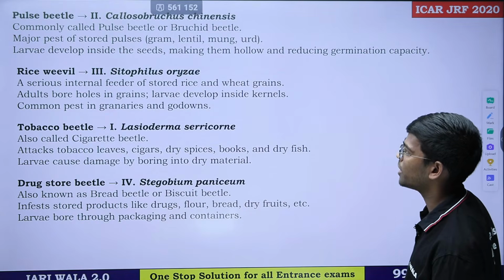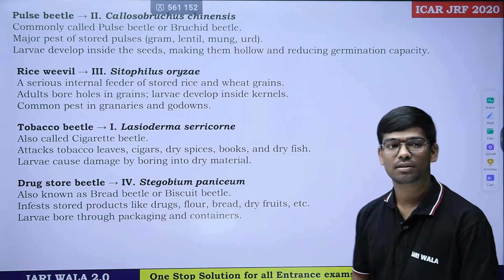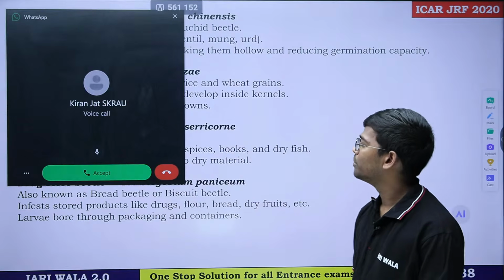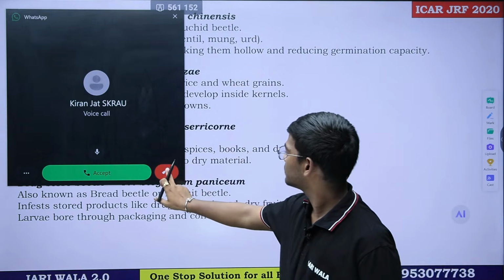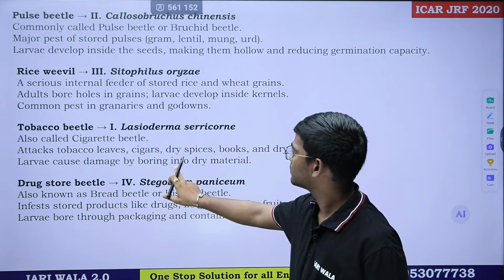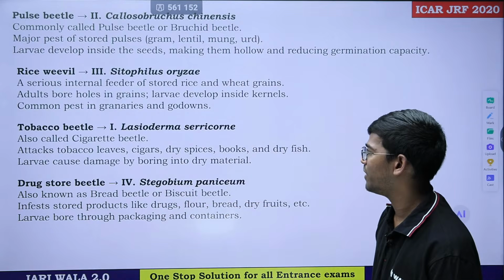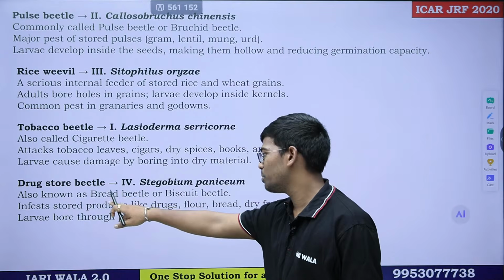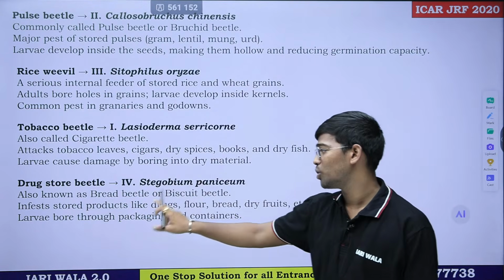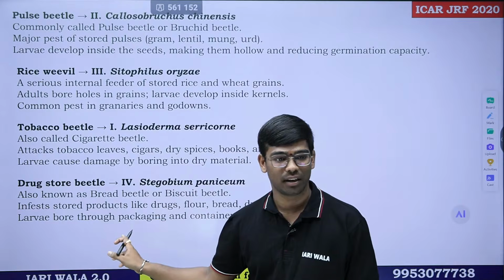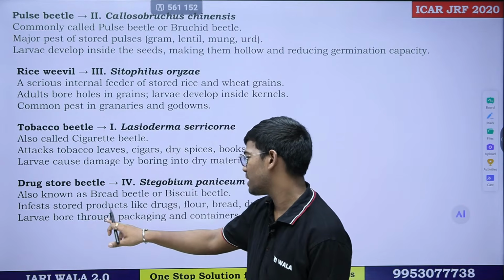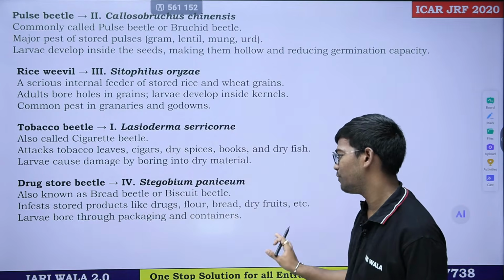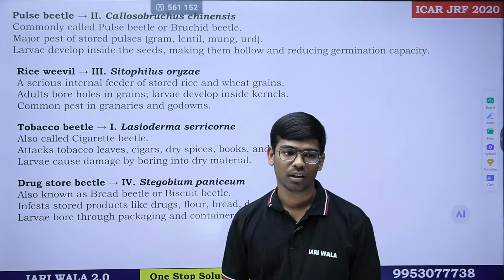So this is the explanation. The pulse beetle Callosobruchus chinensis, or the bruchid beetle. Then rice weevil, we are having tobacco beetle, which is also called a cigarette beetle. And here drugstore beetle, the Stegobium paniceum, also known as the bread beetle or biscuit beetle. Why? Because infested stored products like drugs, flour, bread and dry fruits were attacked by this beetle. Simple.